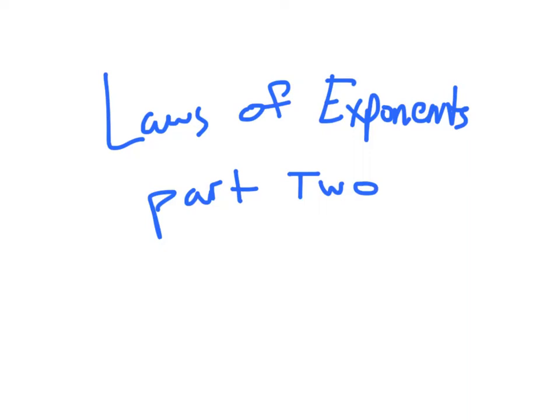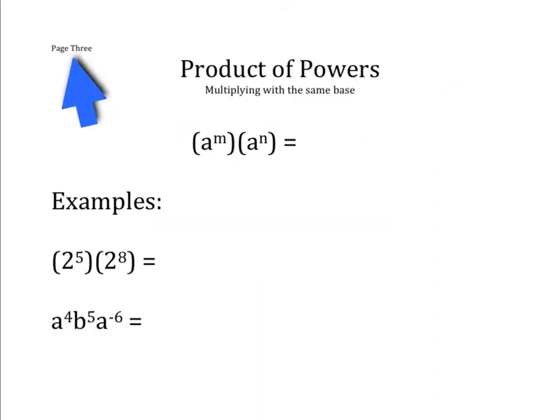This is Laws of Exponents Part 2, so we're going back to the foldable that we started working on the other day. As you can see, we are on page 3, and the heading is Product of Powers, and that's when you're multiplying with the same base. So as a first example, we have a to the m times a to the n. That can also be written as a to the m plus n.